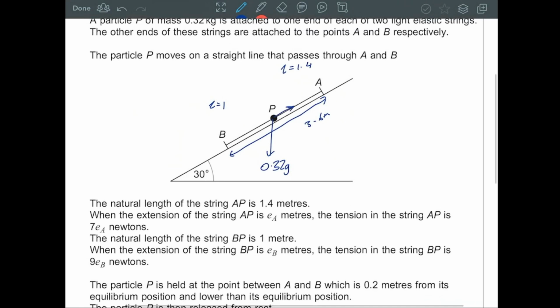So I've got a force here of 7EA. And similarly for B, we've got a tension of 7EB. Now, because this is in the pure paper, we're not expected to use Hooke's law in detail. So they're giving us basically what Hooke's law would imply.